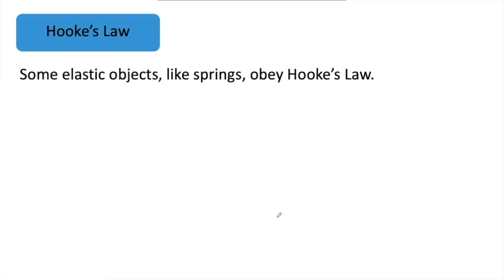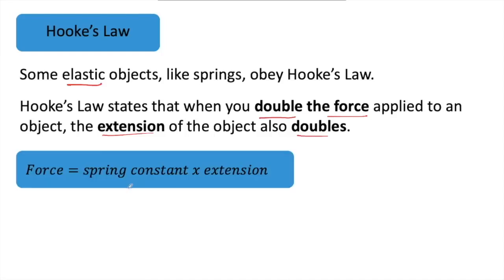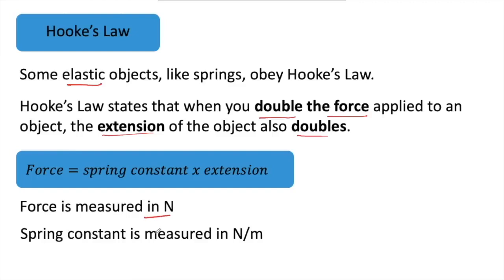Hooke's law: some elastic objects, like springs, importantly obey Hooke's law. Hooke's law states that when you double the force applied to an object, the extension of the object also doubles. The equation is force equals spring constant times extension. Force is measured in newtons, spring constant in newtons per metre, and extension in metres. So force is directly proportional to extension in elastic objects.